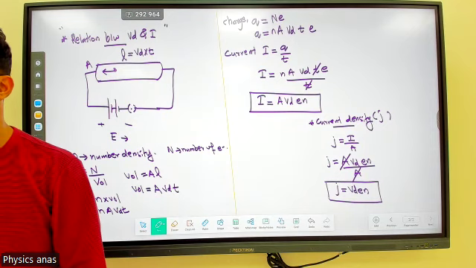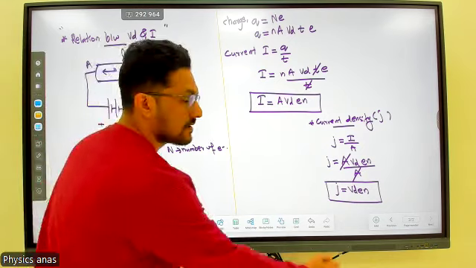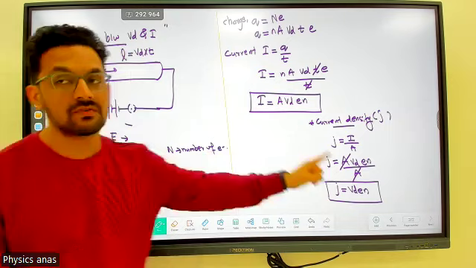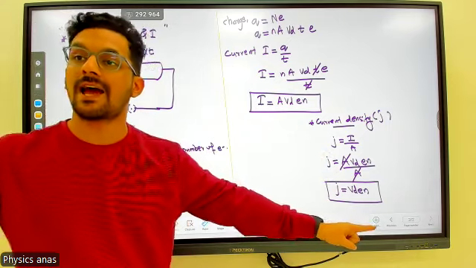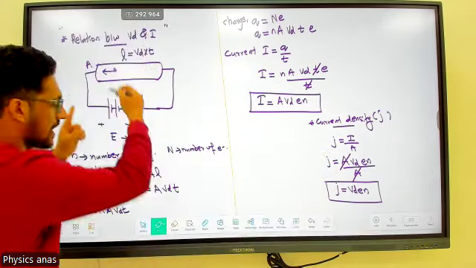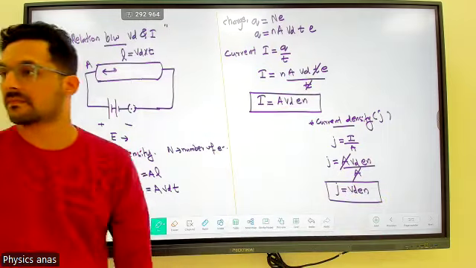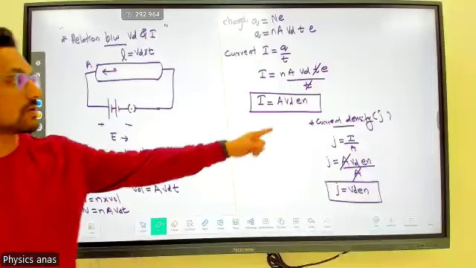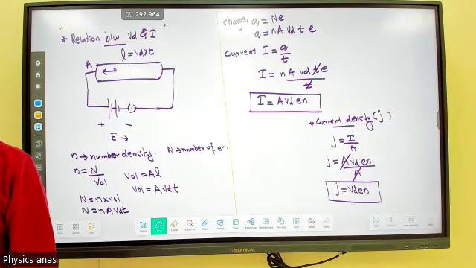Is this derivation okay? If they are asking you to derive the relation between current density and drift velocity, you can start from this and end here. If they are asking you to derive the relation between current and drift velocity, you can end here. The same derivation can be used for both.